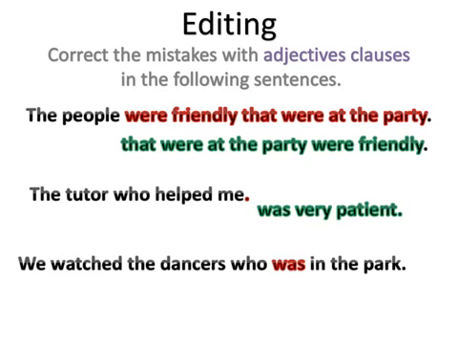We watched the dancers who was in the park. The correct way to say this would be, we watched the dancers who were in the park. So again, keep in mind that your subject pronoun who replaces the noun you're describing, in this case, dancers. So here, because dancers is a plural noun, that means our verb needs to agree with a plural noun, which is why we want to use were instead of was.